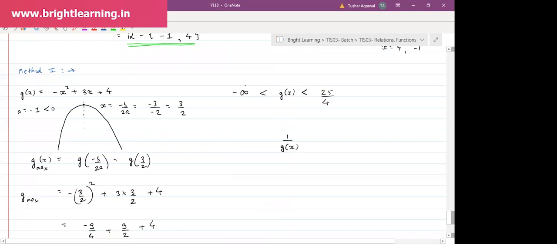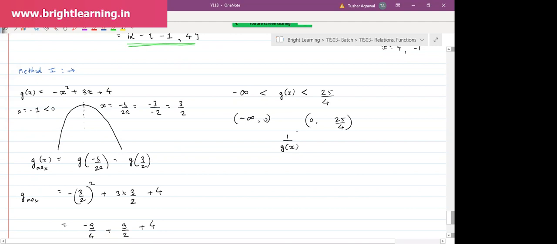Now g of x passes through the 0 point. 0 is a very dangerous point. For the reciprocal, it causes a lot of problems. So we divide it into two intervals, minus infinity to 0 and 0 to 25 by 4.